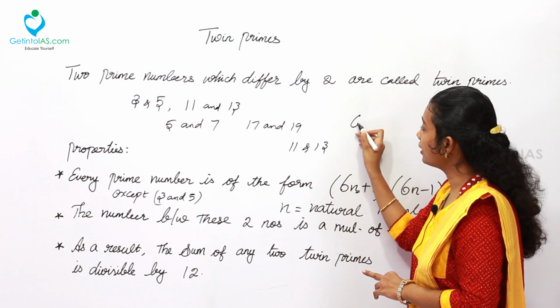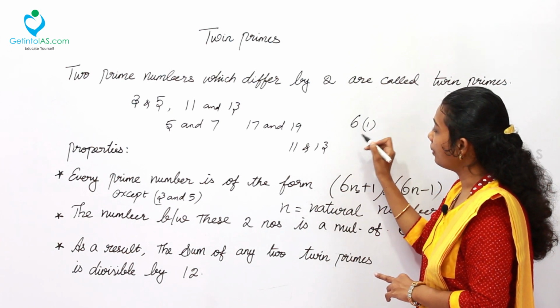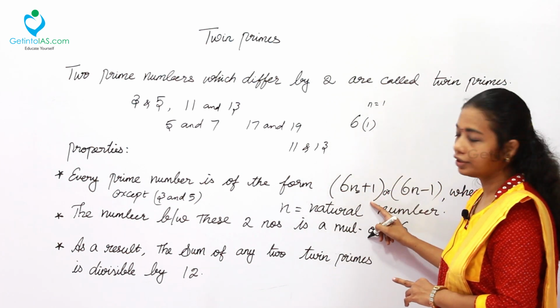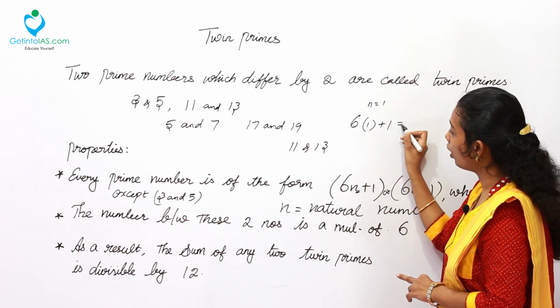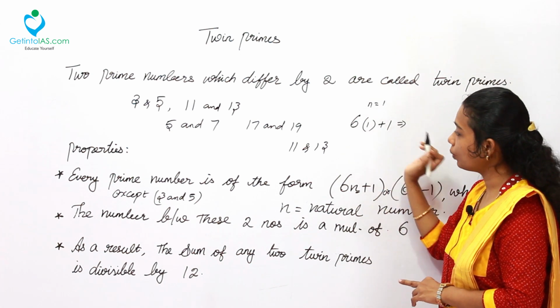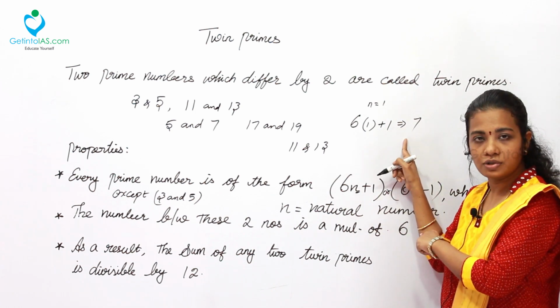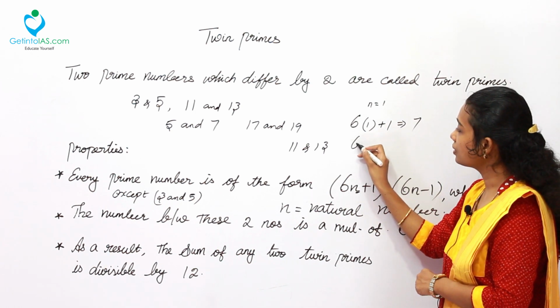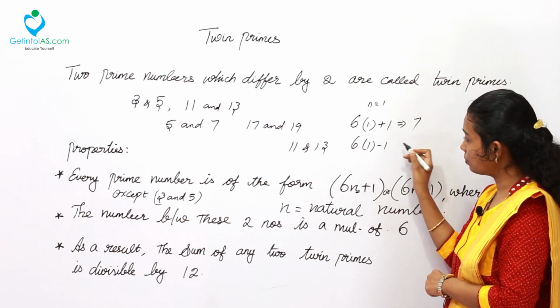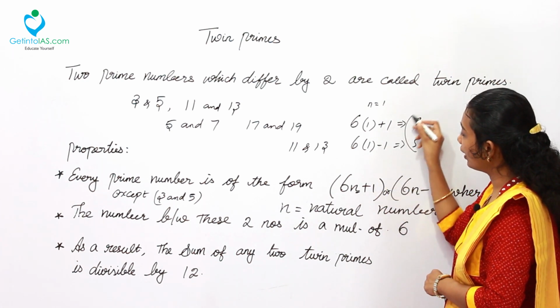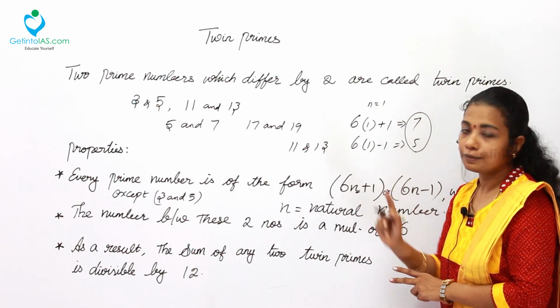So here 6 into 1. I am taking n equal to 1 here for the first property. So 6 into 1 plus 1. What is the result? 6 into 1 is 6, plus 1, 7. The first number is 7. What is the next number? 6 into 1 minus 1. So I am subtracting 6 minus 1, which is 5. So 5 and 7 are twin primes.